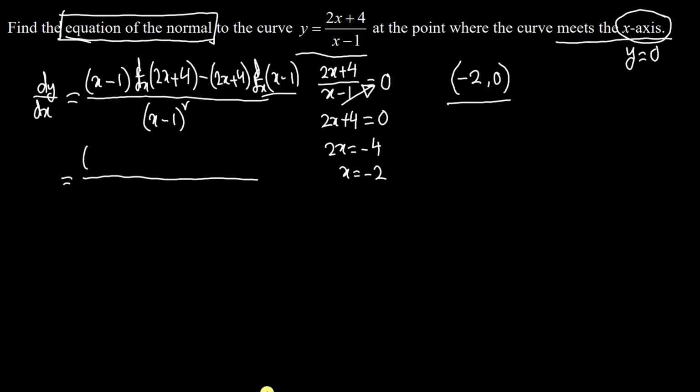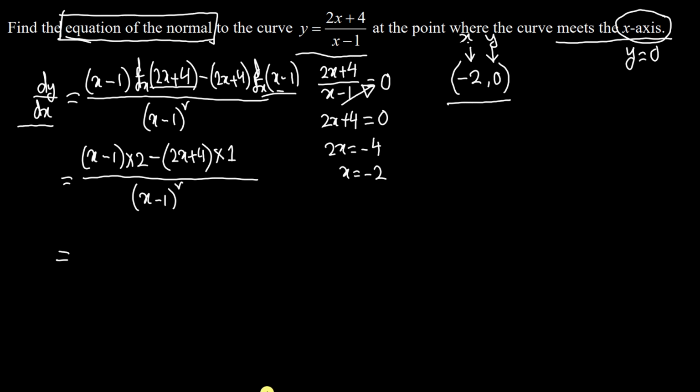On the top we get x minus 1 into 2 only, because if we differentiate 2x plus 4 we get 2, then minus 2x plus 4. If we differentiate x minus 1 we get 1 only. And the bottom is x minus 1 whole square. Now we can put our value. The x value is minus 2, and that is the value of y. I already wrote dy by dx, and our target is to find the dy by dx value at that particular point.